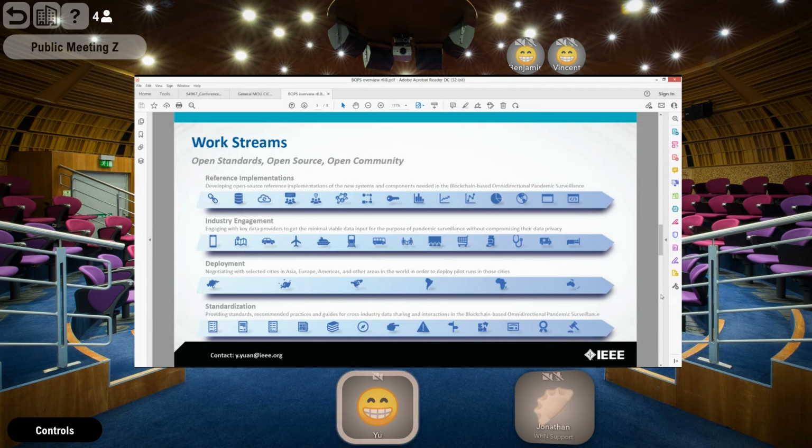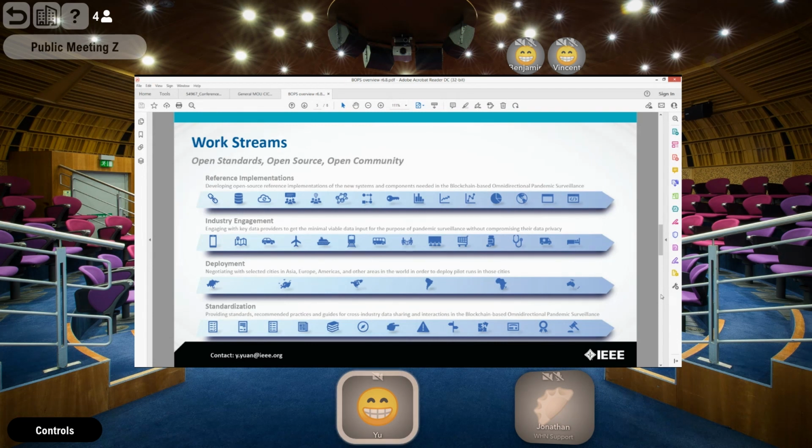So the systems and the components needed in this so-called blockchain-based omnidirectional pandemic surveillance, we will actually provide open source implementations for that, which includes, like those icons show, database, cloud computing, how people can work together on this platform, how we can manage the process, and also lots of statistics and insights that can help the lawmakers, help the government, the authority, and also the health workers.